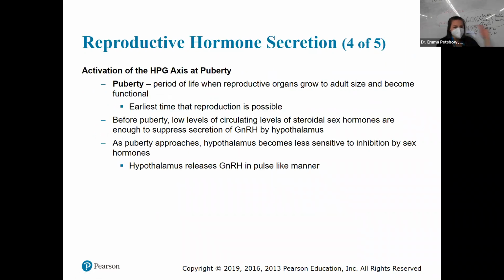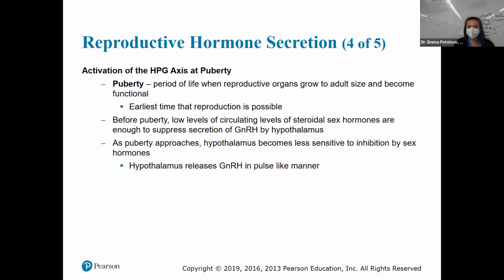Now at puberty, we haven't talked about the changes that happen then at puberty and what that looks like on a cellular and hormonal level. So at puberty, the HPG axis is activated, right? This is the period of life where our reproductive organs have grown to our adult size. They can continue to grow and develop, obviously, as we know, but they become functional. And this is the earliest time that reproduction through fertilization is possible.